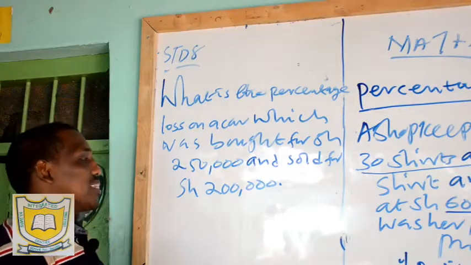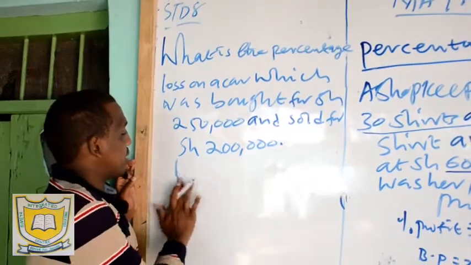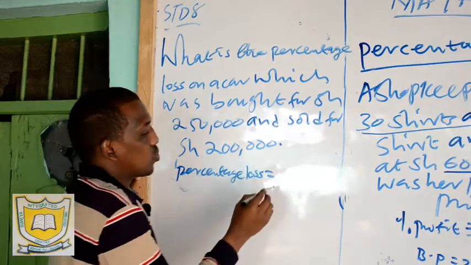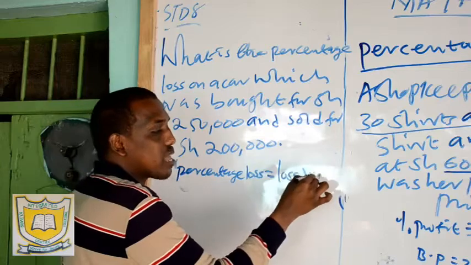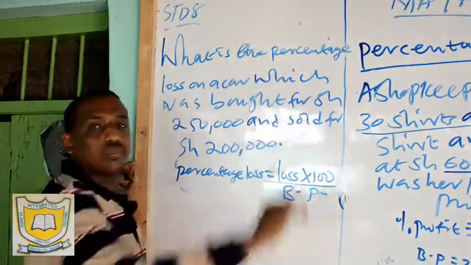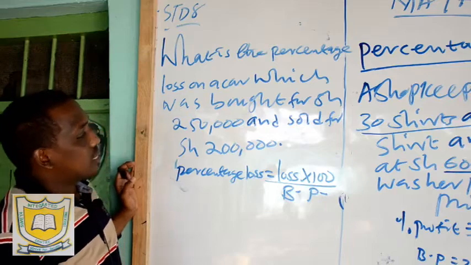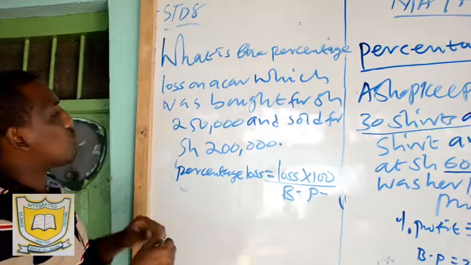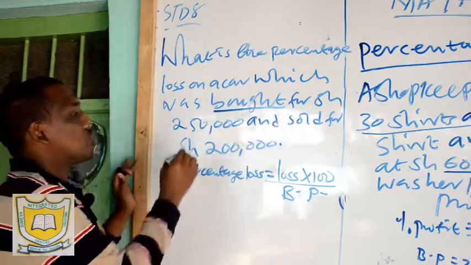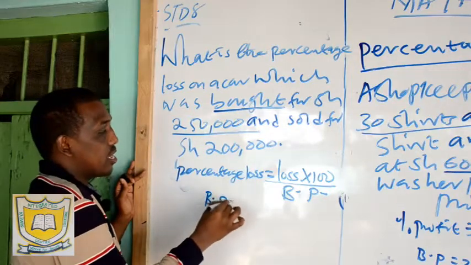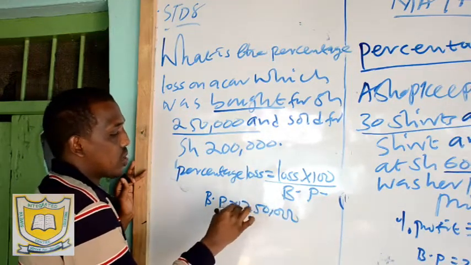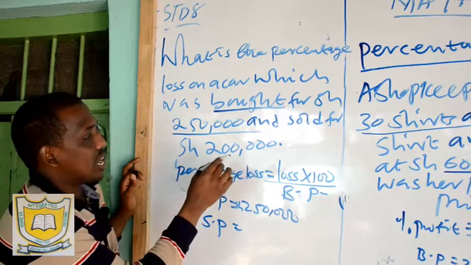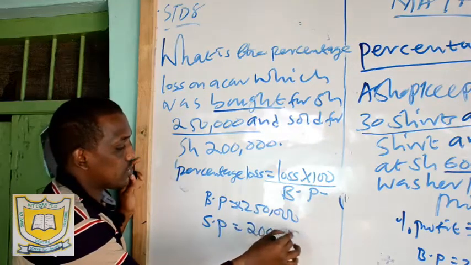So remember we said percentage loss is equal to the loss itself, times 100, over the buying price. That's how we get percentage loss. Now, the first thing we do, we must get the loss. You are told the car was bought, and bought means buying price, which was shillings 250,000. So our buying price here is shillings 250,000. And sold means selling price, sold for shillings 200,000.